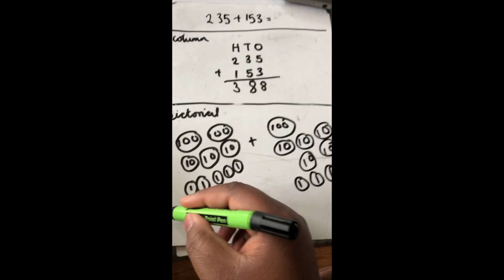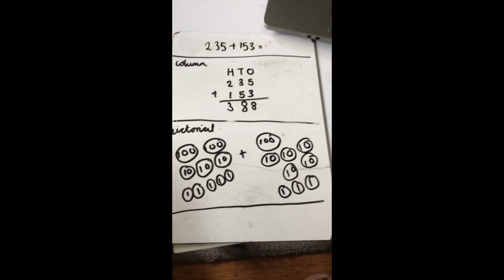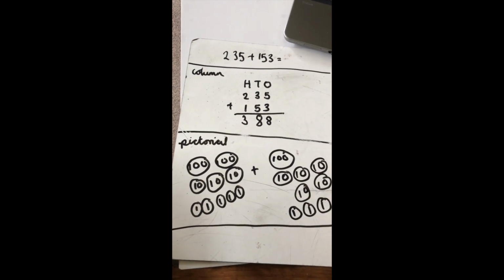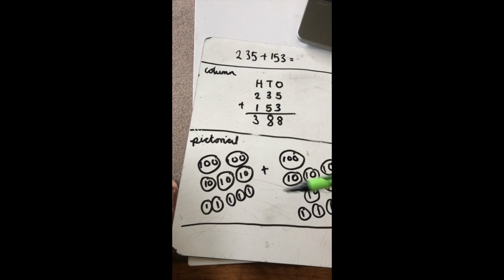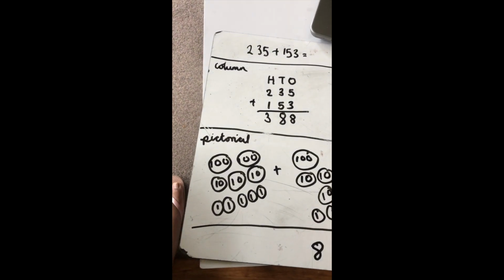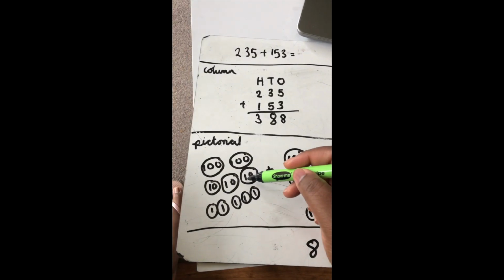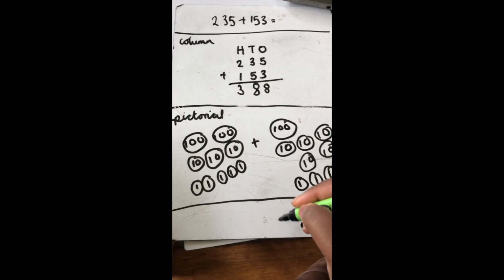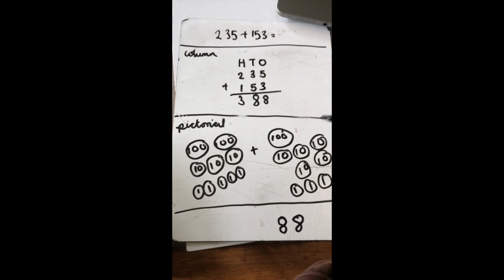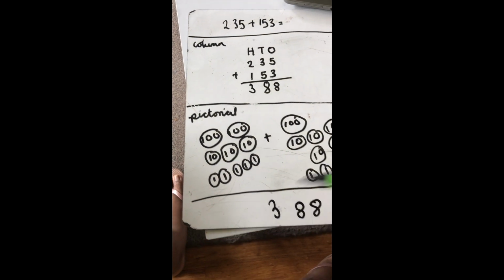I start off to find that answer by adding my ones together first. So 1, 2, 3, 4, 5, 6, 7, 8. Then adding my tens, 10, 20, 30, 40, 50, 60, 70, 80. And then my hundreds, 100, 200, 300. So that gives me the same answer as 388.